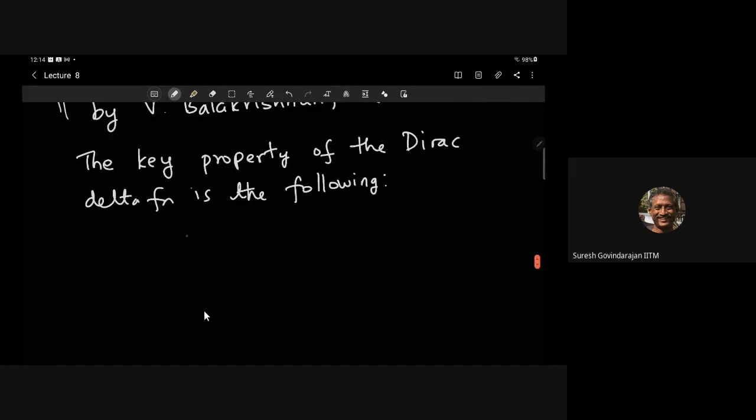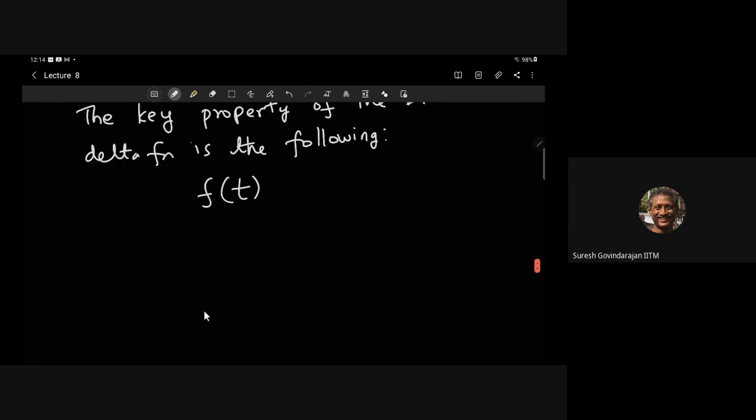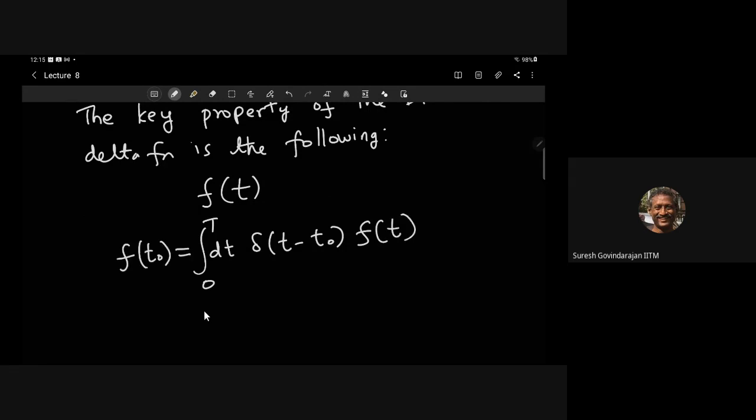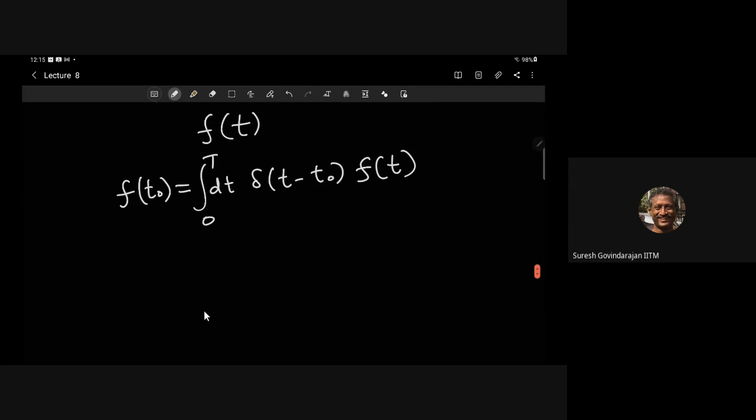Okay, so let's say you have some function of time, any arbitrary function of time. For simplicity, we will just say it's a function from 0 to t, but you can change the limits, you can do anything you want. So this is the key property: it picks out the value of this function at this time t.